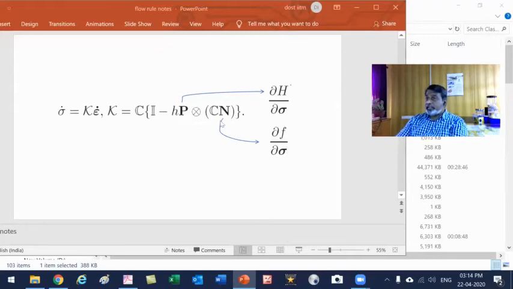As you can see here, this portion is not a symmetric portion unless I have an N over here. So in that sense, I will obtain a tangent stiffness matrix which is unsymmetric unless H is equal to F.